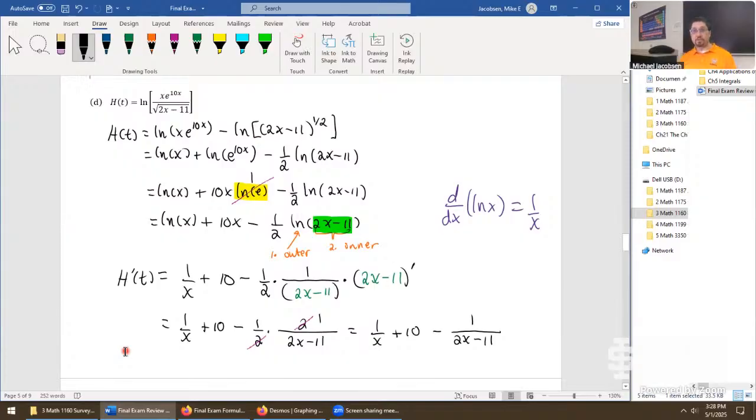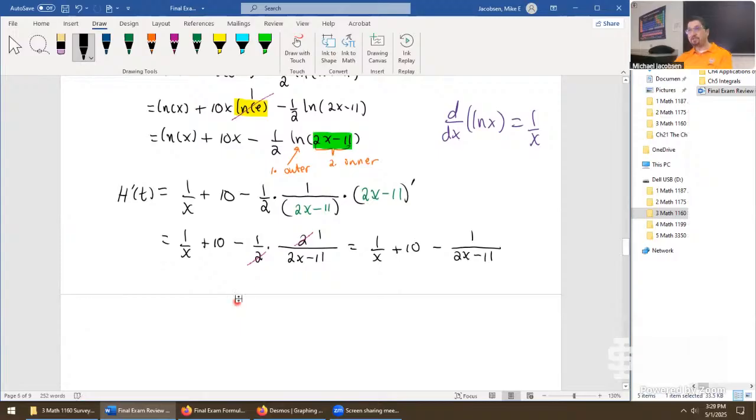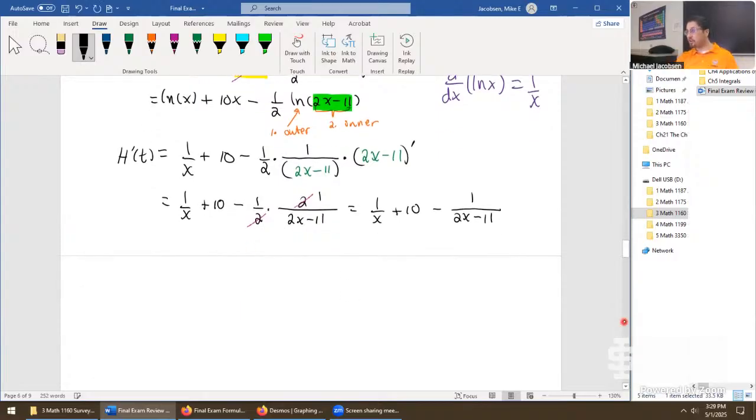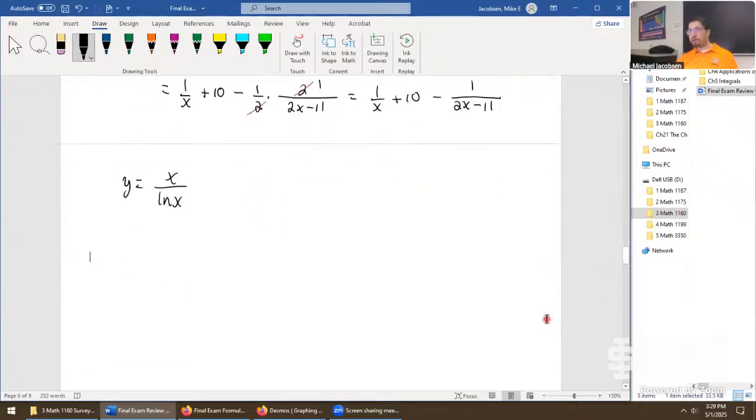Any other questions at all, folks, with this one? Yeah. Could you show something to the derivative of x over natural log x? Yeah, absolutely. That's a kind of a tricky one. So let's go y equals x over natural log x. This one's tricky because now we're hitting this one with quotient rule altogether.